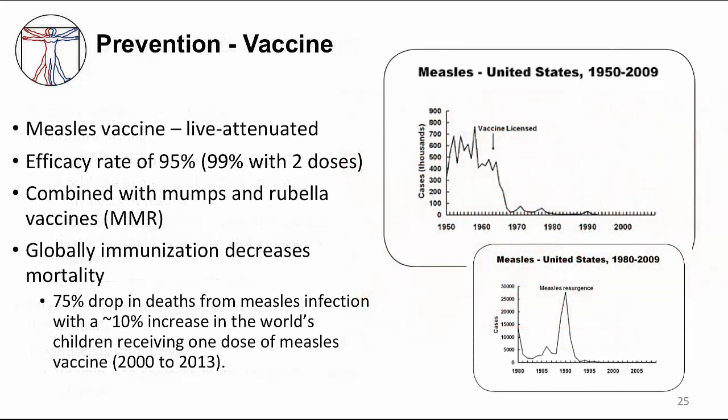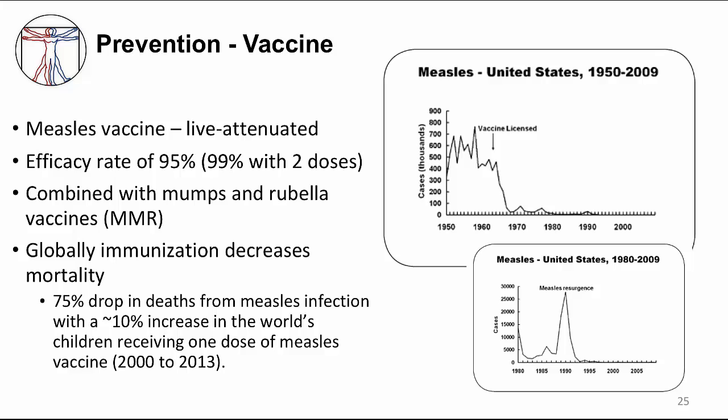A vaccine is available. It is a live attenuated vaccine, which means that a live but very weakened virus is used to stimulate the immune system to develop an anti-measles immunity. Measles vaccine is usually combined with mumps and rubella vaccine and is called MMR. It is very effective, 95% efficacy with 1 dose, increasing to 99% with the recommended 2 doses. You can see in the figure the plummeting of measles cases once measles vaccine was licensed and used in the U.S. The resurgence in the 1990s was due to a drop in immunization rates for young children.